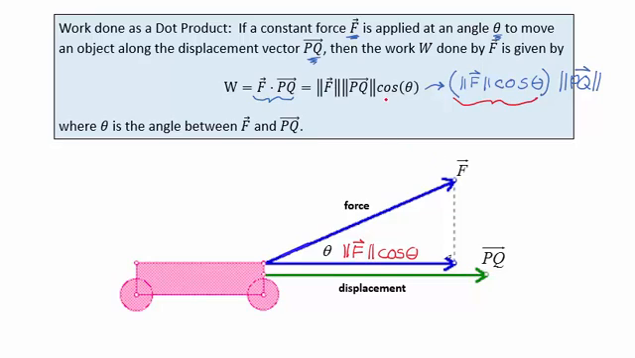We also observe that if the angle between our two vectors were 0, if they were pointing in the same direction, then the cosine of theta would be 1, and we would still have just the product of our two magnitudes from our previous definition.